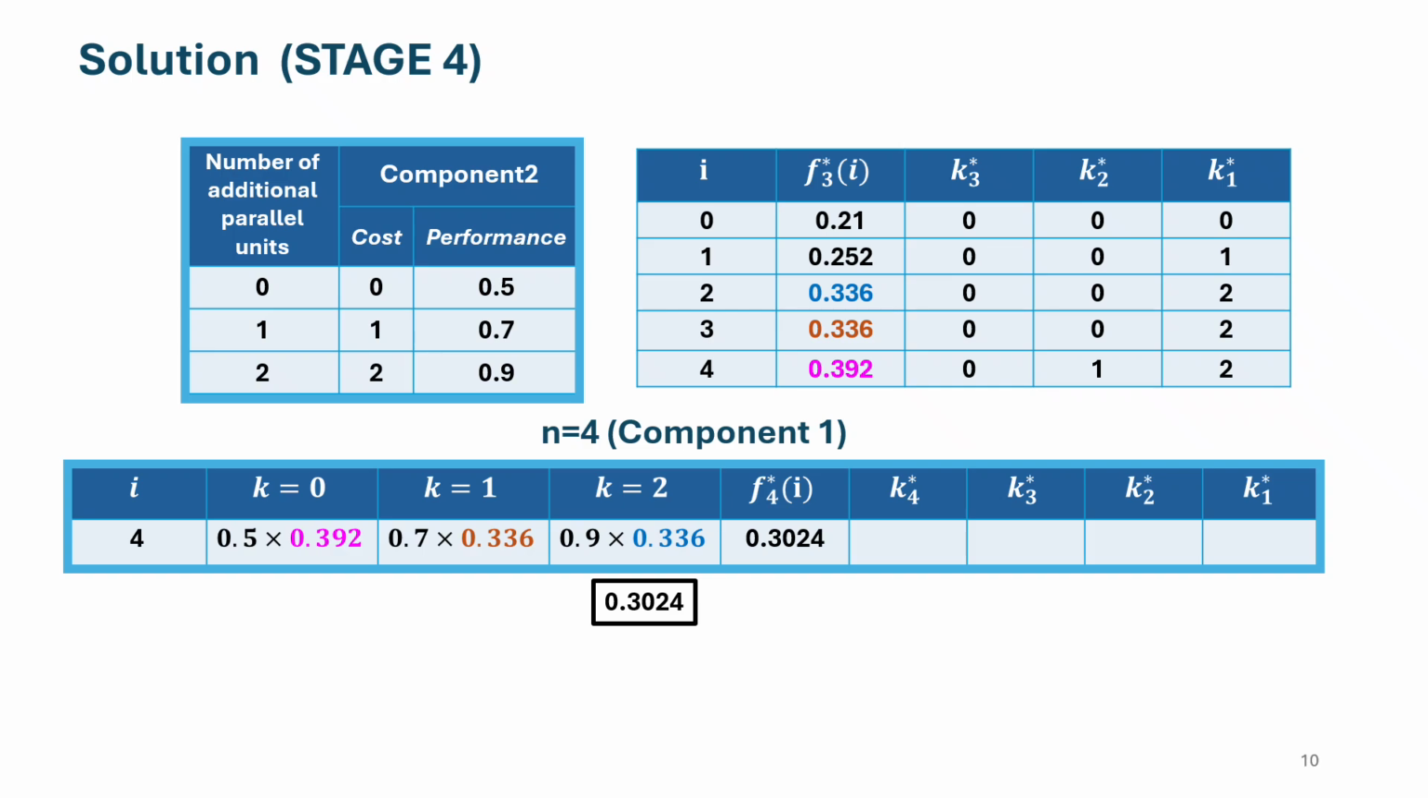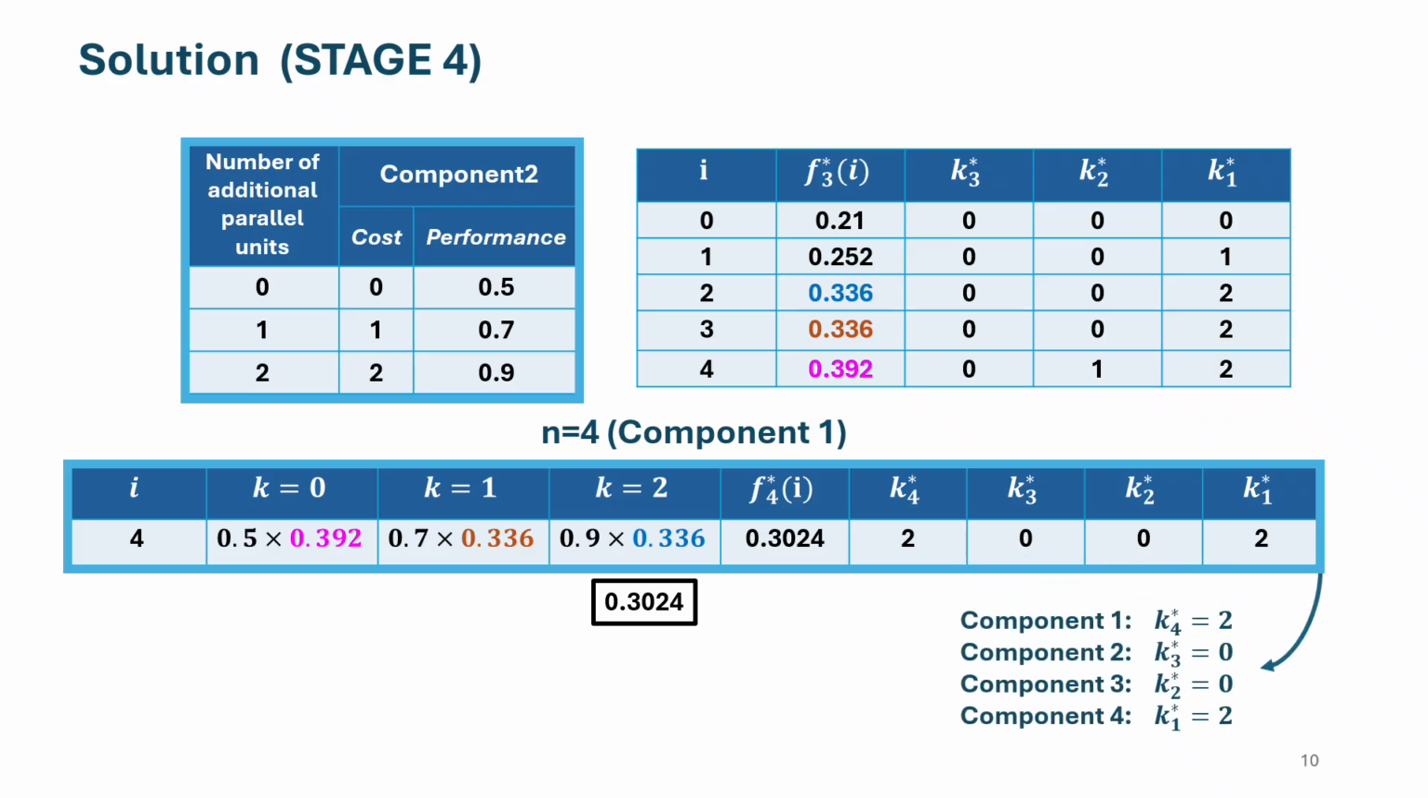Consequently, the optimal decision for component 1 is to choose 2 units. Given this choice and the resulting remaining budget of $2, the optimal decisions for the components are as follows. Component 1 is 2, component 2 is 0, component 3 is 0, and component 4 is 2.